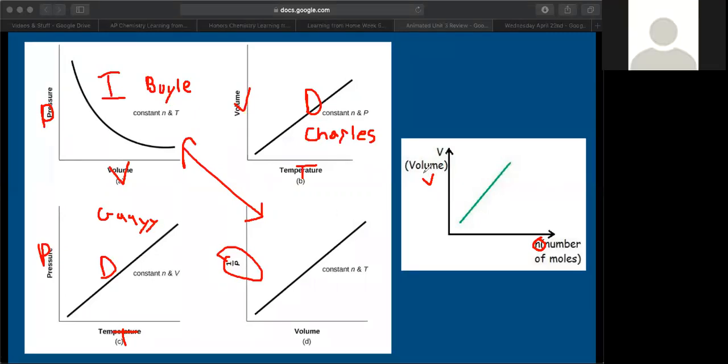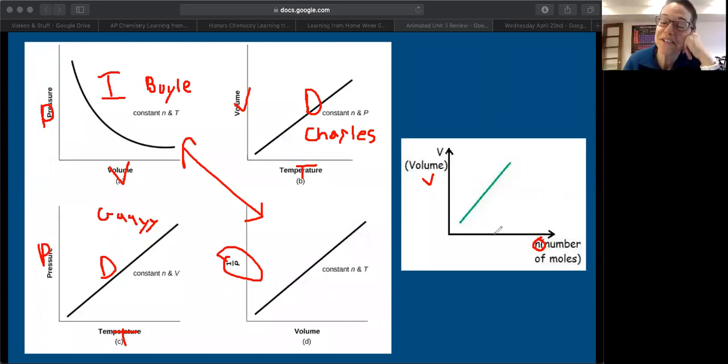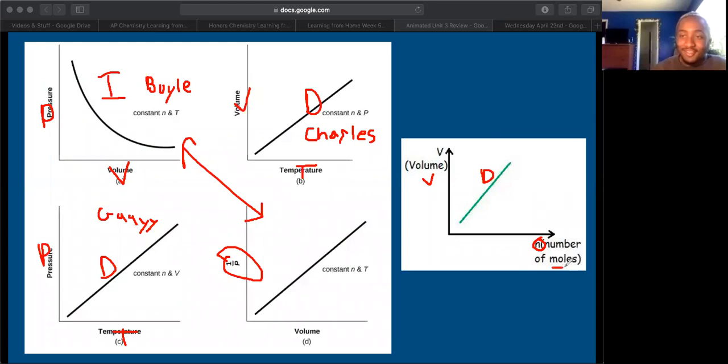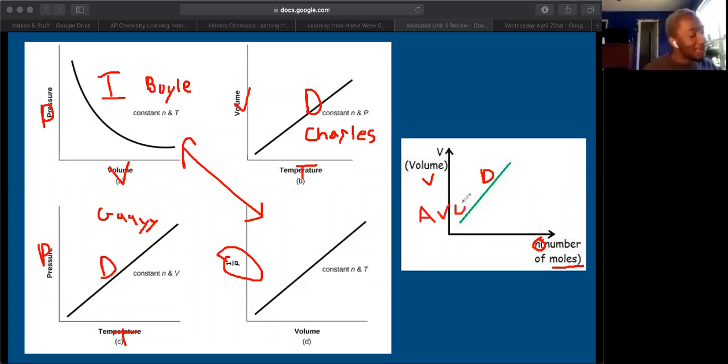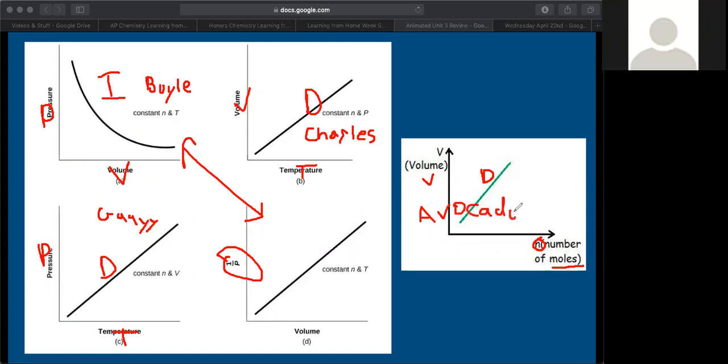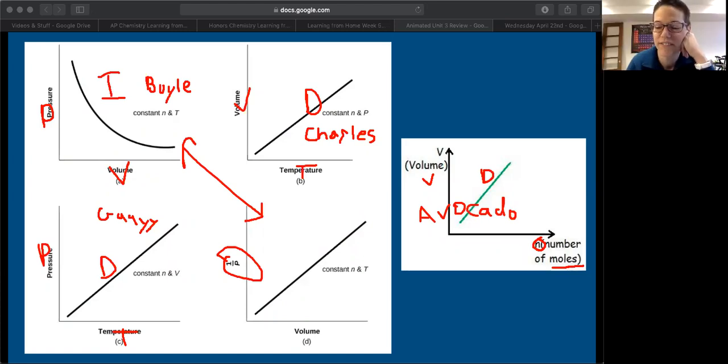Volume and number of moles. Whose law is that? Because this is also direct. The number of moles should make it easy. Avogadro.